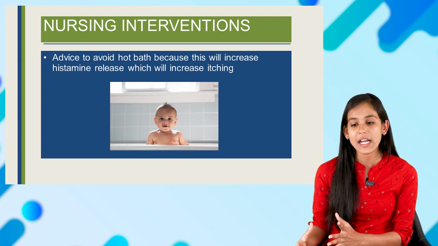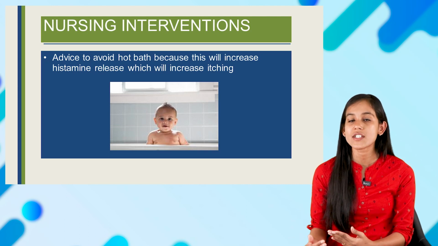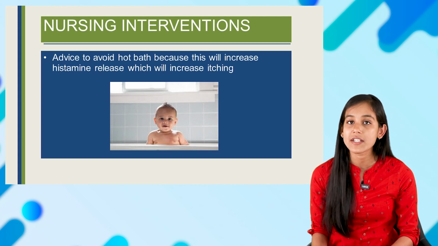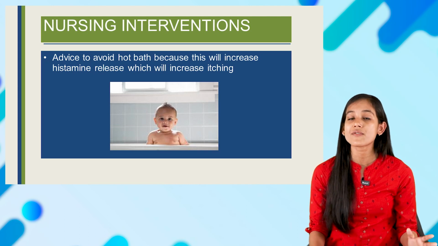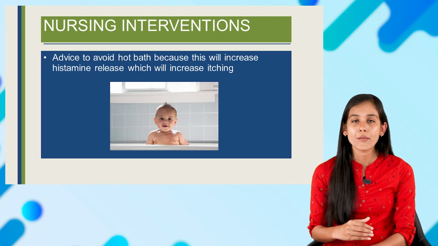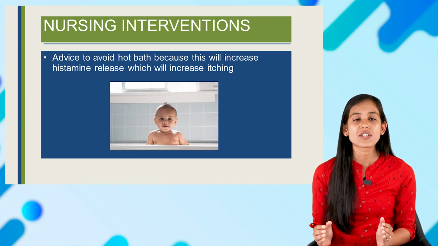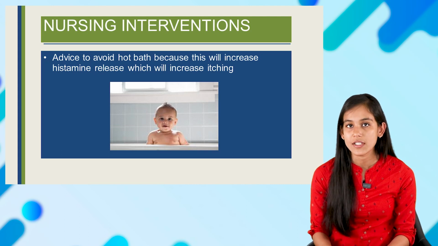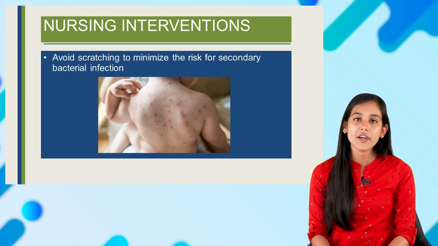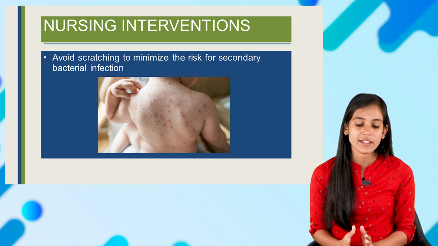So we already know that the child is already having itching, and we don't want the child to scratch the blisters, because that would again increase the chance of secondary bacterial infection, right? So we have to prevent all these things, and for that we have to make sure that we are not giving hot bath to the child. And then we have to avoid scratching to minimize the risk for secondary bacterial infection.